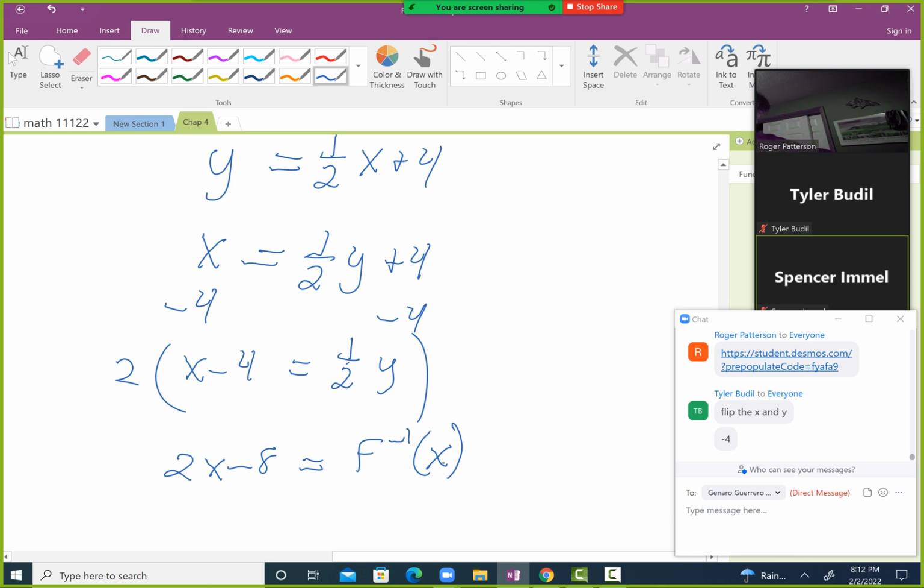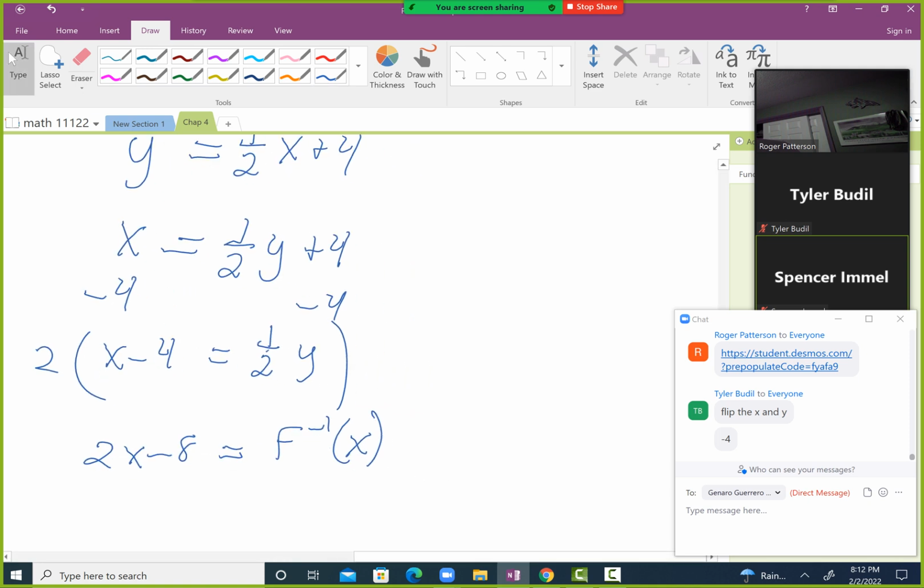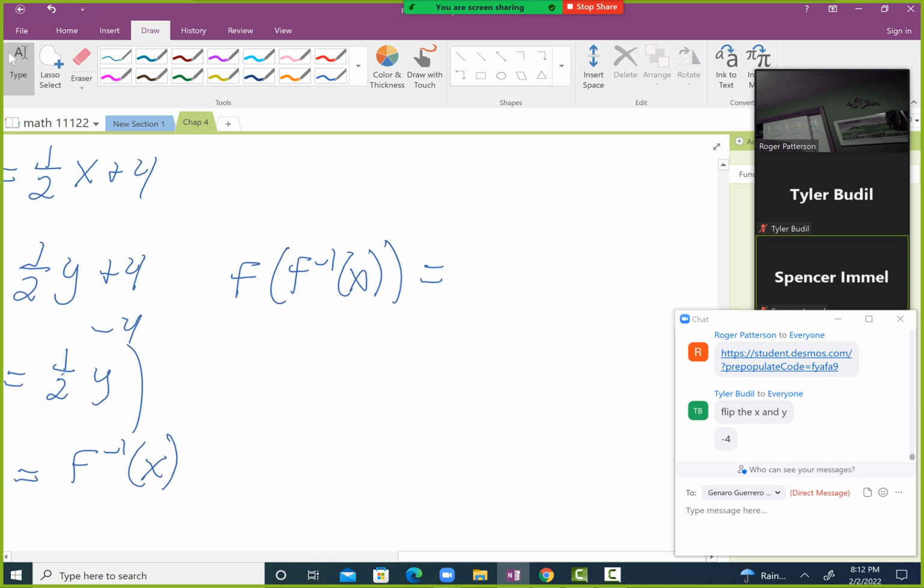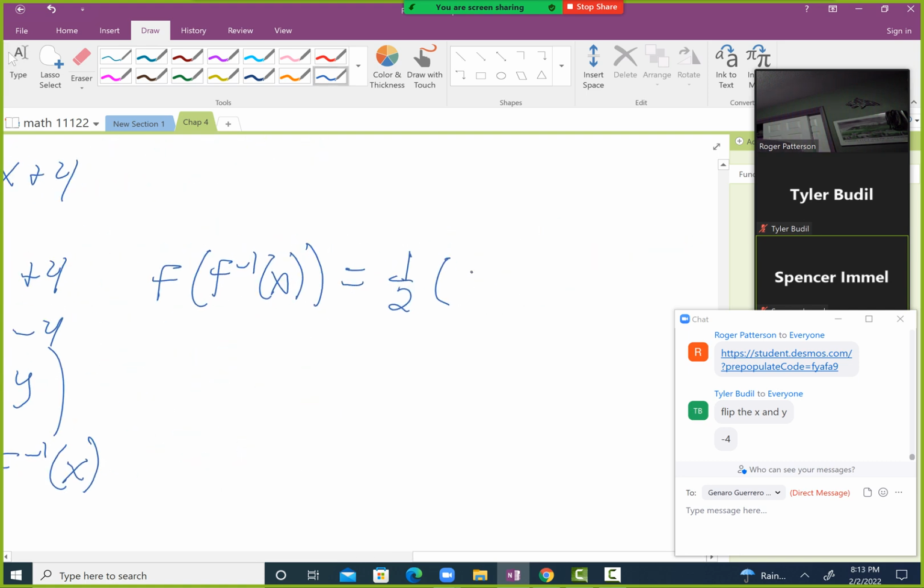So now what we're going to do is we're going to do function composition on the inverse and the function. So in other words, we're going to do this. F of f inverse of x. Okay. So I'm going to take this inverse function. I'm going to put it into that. So I'm going to take 1/2 of what I just got for an inverse, 2x minus 8, and add 4. Okay, well, here's what we get. This is going to go into here. And look what happens. We end up with x.